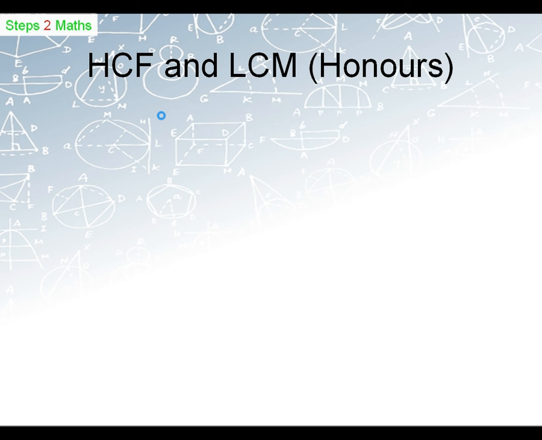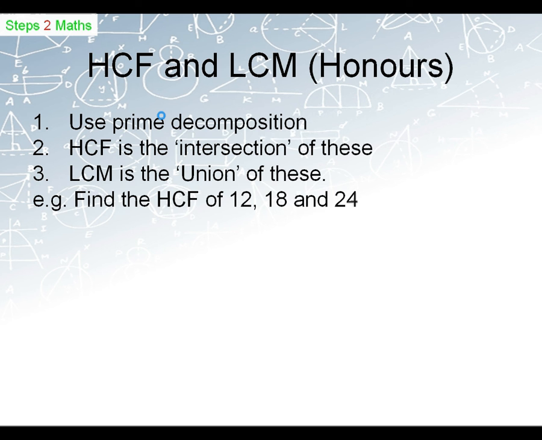However, for a more robust way, we'll be using prime decomposition. So, in order to find the highest common factor and the lowest common multiple, our method will be step 1, use prime decomposition. Then step 2, the highest common factor will be the intersection of these. The lowest common multiple will be the union of these. So for example, let's find the highest common factor of 12, 18 and 24.